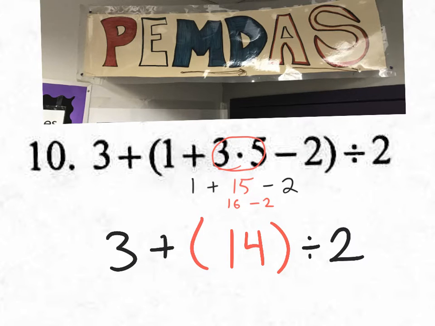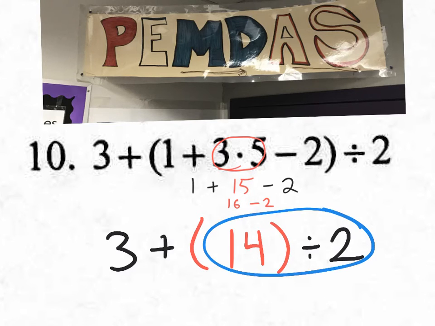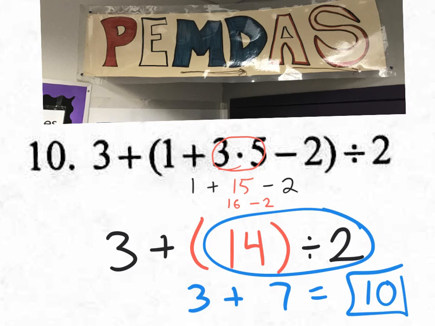So what do I do next? Divide. Add or divide? Divide. What's 14 divided by 2? 7. What is 3 plus 7 when I bring down that plus 3? 10. That is our answer. 10. That's it.